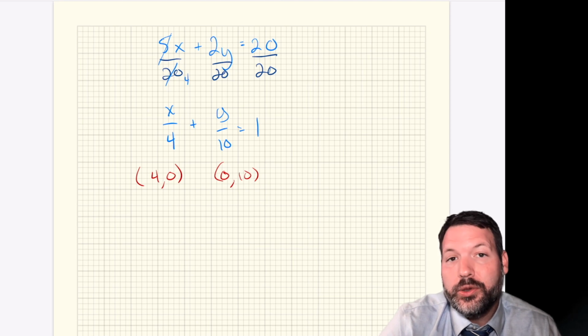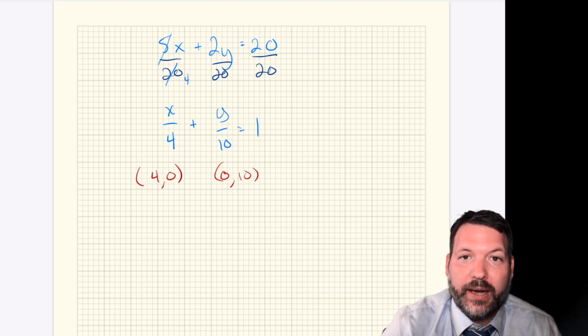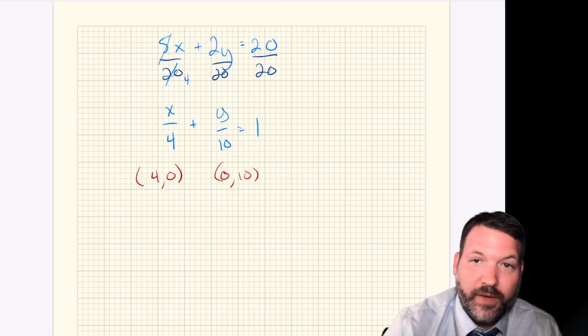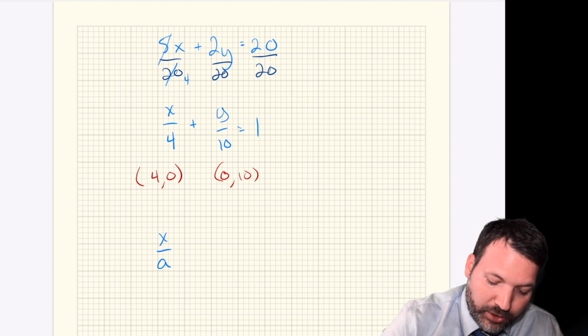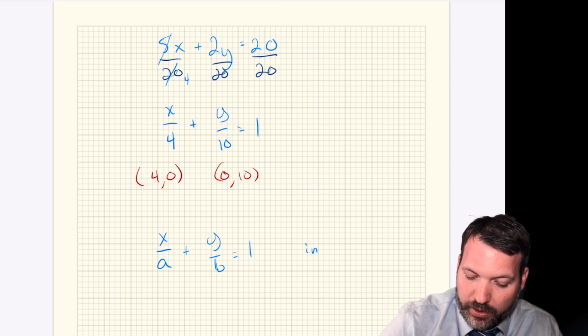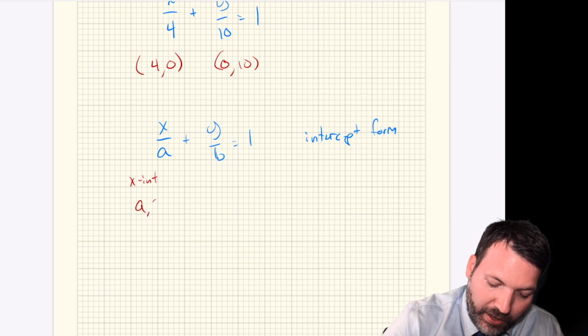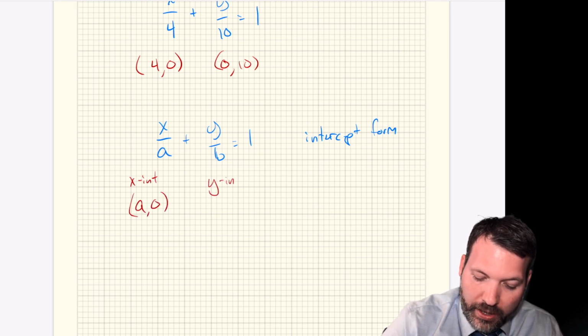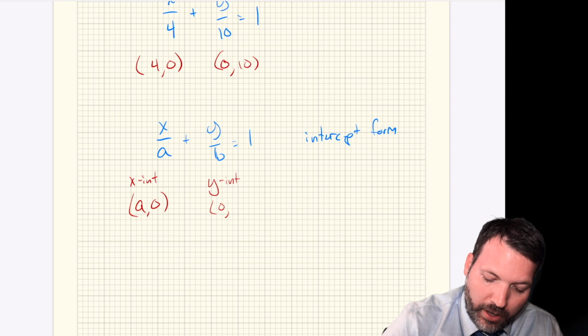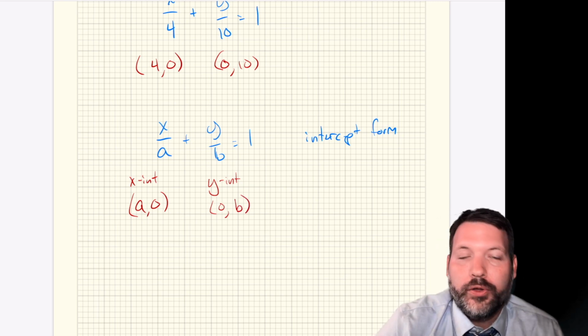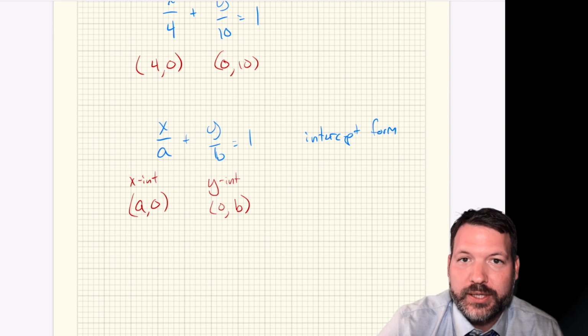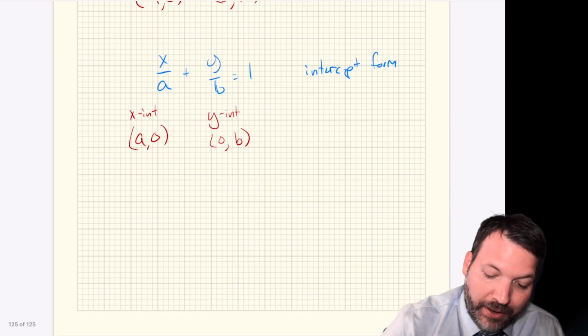So this is a really useful form. Just looking at it immediately gives me information. In fact, we could state this in general: x over a plus y over b equals 1. If we call this our intercept form, it is always going to have an x-intercept of (a, 0) and a y-intercept of (0, b). Of course, all the examples I've used happen to have used integers, and there's no special reason that it has to come down to an integer.